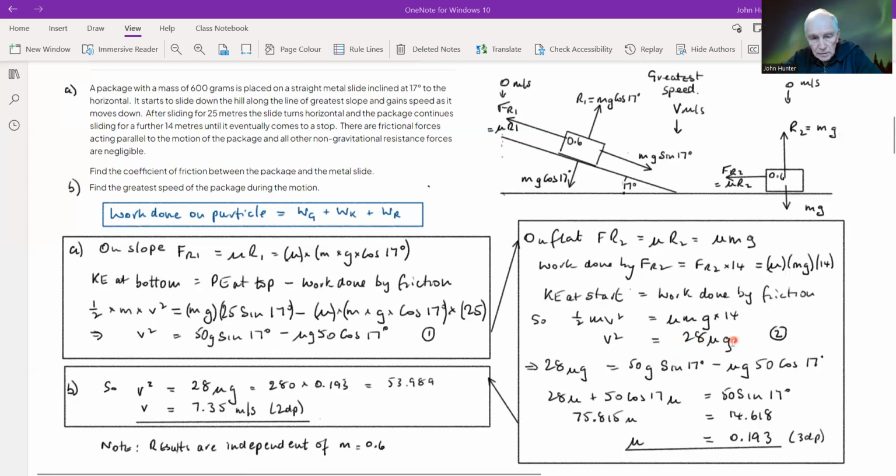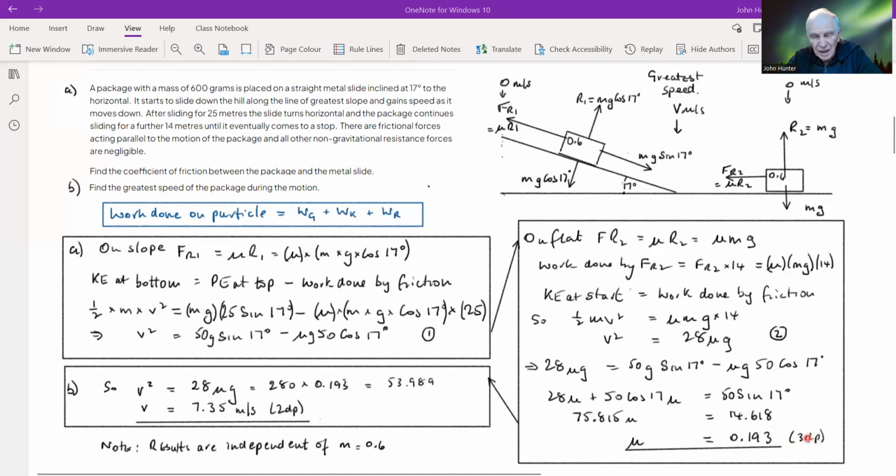That equals that. All right, so without just going through it in detail, I think you can follow this through for yourself. If you want to pause the video or whatever, we've now got an equation in mu. So if we make mu the subject of the formula and then solve for that, we're going to get an answer of mu equals 0.193 to 3 decimal places. Coefficient of friction, obviously no units.